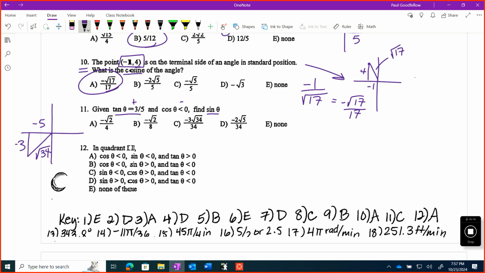The sine would be -3 divided by the square root of 34. And that answer would be -3 square root 34 divided by 34. And that happens to be the answer C.